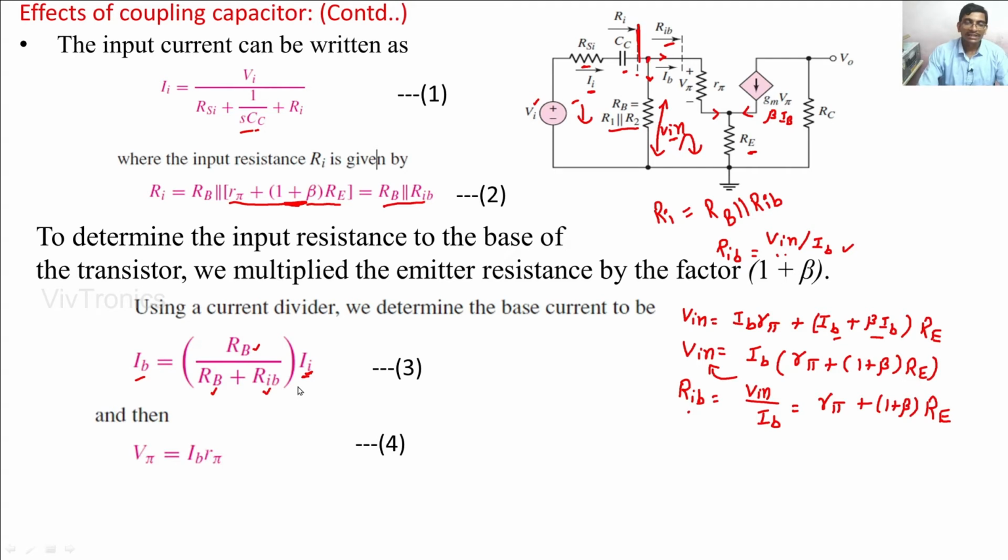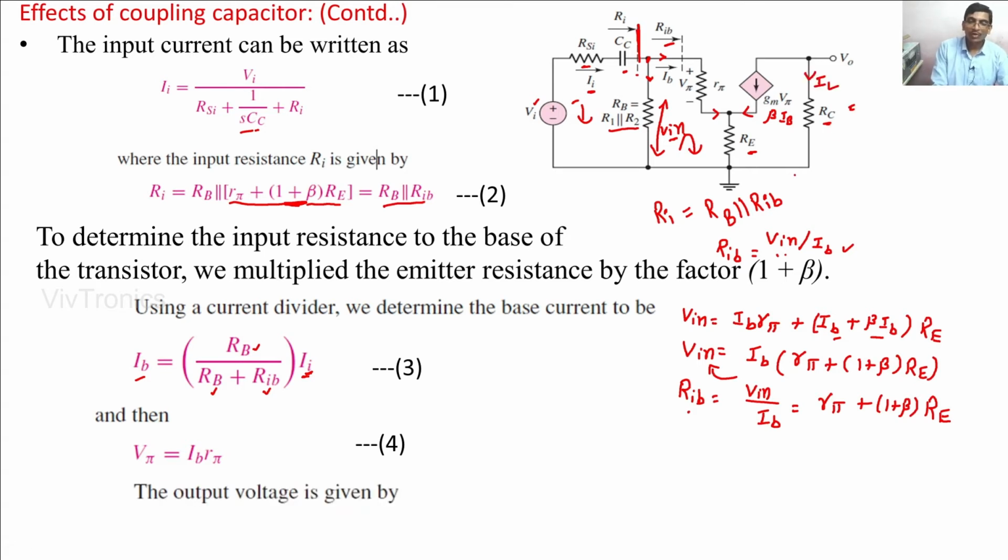Okay, and then the V pi. The V pi is the voltage across the resistance R pi, that is nothing but V is equal to IR. The current flowing in the R pi resistor is nothing but IB. Therefore, IB into R pi becomes V pi. That is equation number 4.